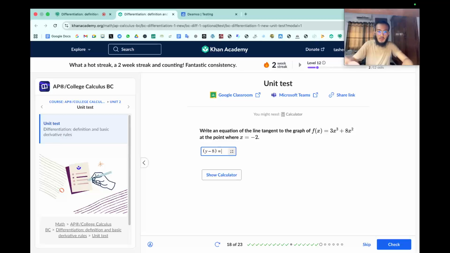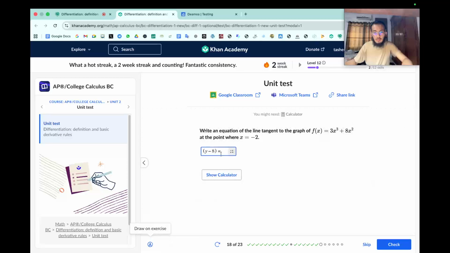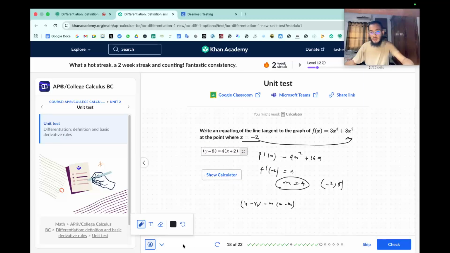Equals m that we have got, which is 4. X minus x1, so x positive 2, because minus minus is positive. This is the equation. That's it.